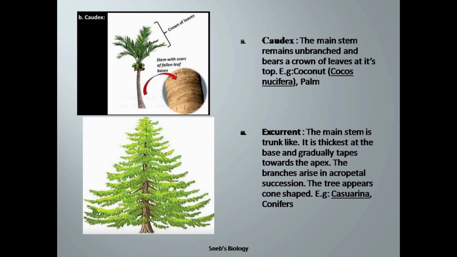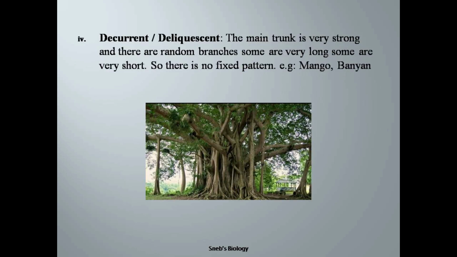Third one is excurrent. Here the main stem is trunk-like. It is thickest at the base and gradually tapers towards the apex. The branches arise in acropetal succession, that means lower branches are older and longer and upper branches are young and shorter. When leaves arise on these lateral branches, this gives the plant a typical conical shape. For example, conifers.